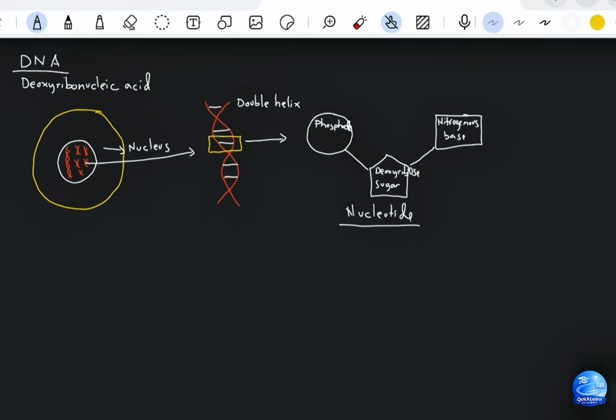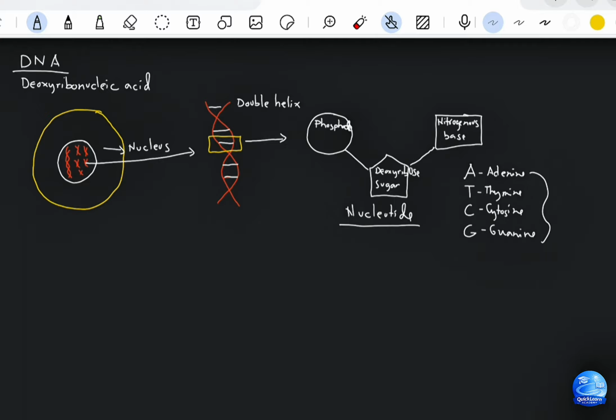Now, here's where things get really interesting. There are only 4 kinds of bases in DNA. Only 4. Let me write them down. A, T, C, and G. A stands for adenine. T stands for thymine. C stands for cytosine. And G stands for guanine. Just 4 letters. And somehow, those 4 letters contain the instructions for all life.